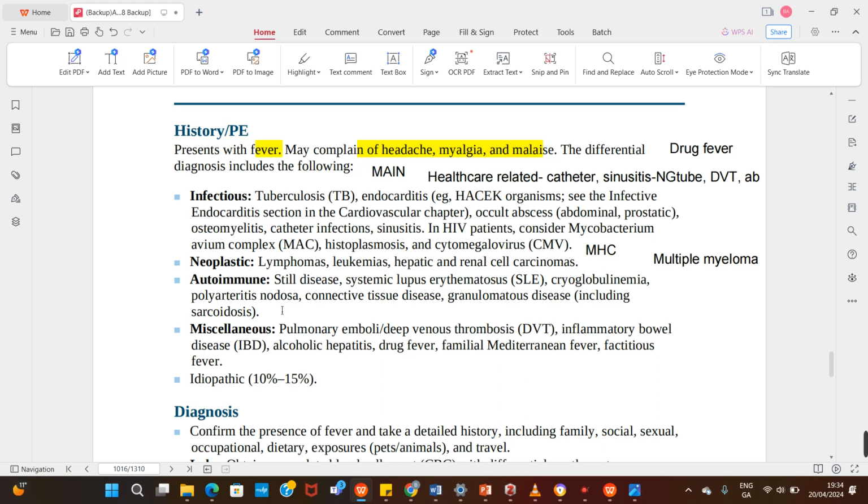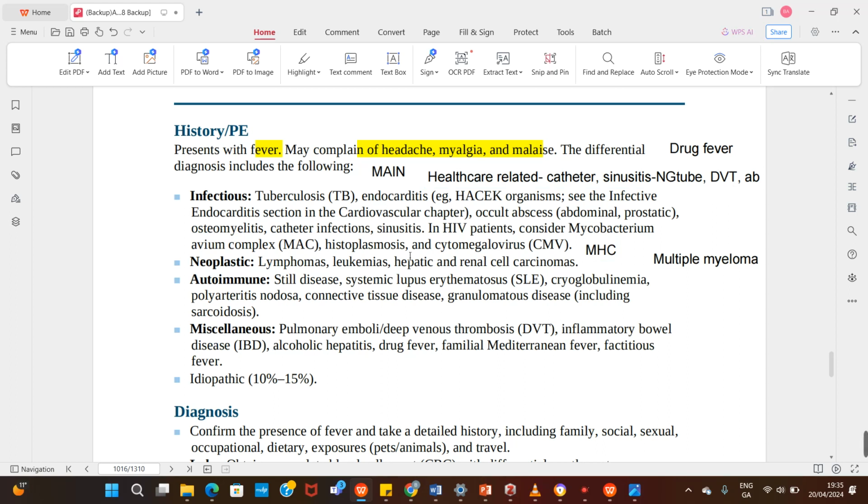And most of the things that cause fever of unknown origin are very common in the healthcare setting. So when you think about the healthcare setting, you have to remember all these things I've listed here. Catheter infection. People that are on urinary catheter can have fever of unknown origin. People that have NG tube inside too can have sinusitis. That can be a cause of fever of unknown origin. People that stay in the hospital for a long time and are immobilized can develop DVT. So this will be under the miscellaneous causes, not infectious now.